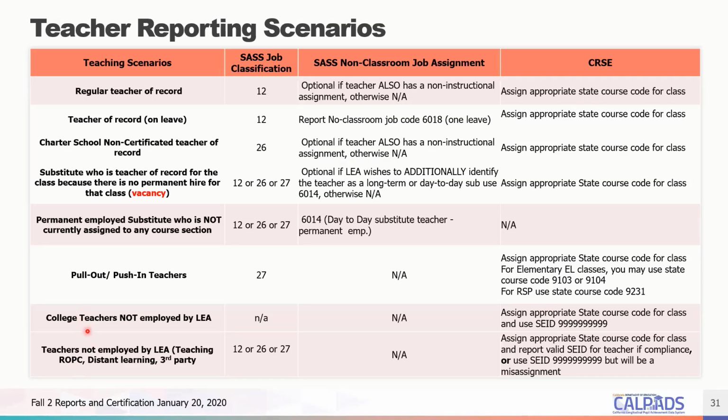And then, of course, you have your other scenario where you have third-party teachers. It could be an ROP or distance learning or any third-party vendor teaching a class. Since you don't employ them, you have the option for them with the SEED 999. That's fine. However, this is an automatic misassignment.